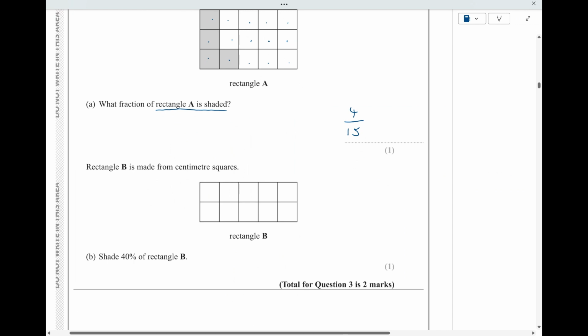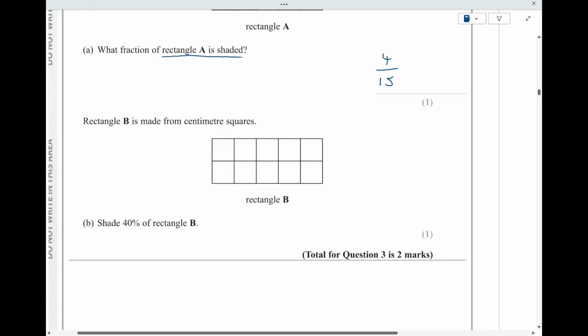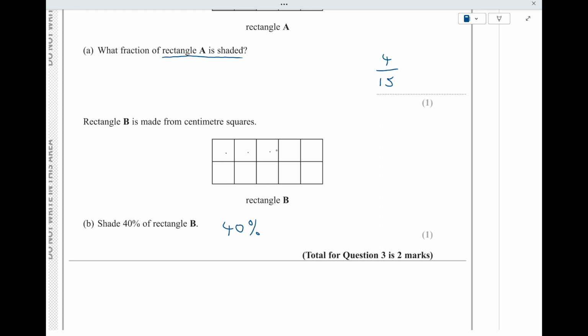Rectangle B, shade 40% of rectangle B. Well, 40% of how many squares are there? 1, 2, 3, 4, 5, 6, 7, 8, 9, 10 squares. So 40% of 10 squares, that's going to be 4 out of the 10 squares.